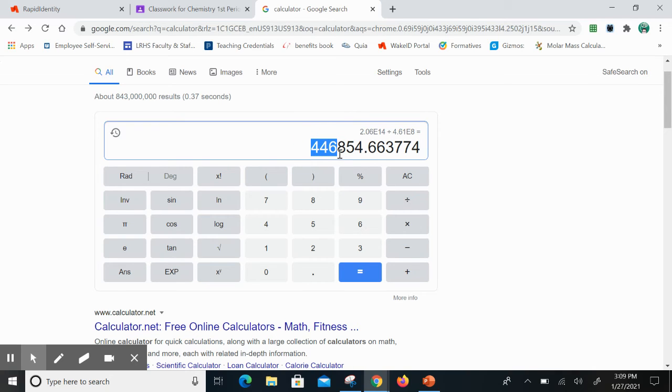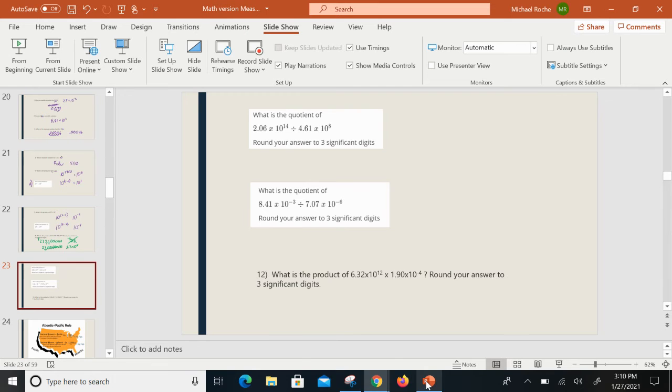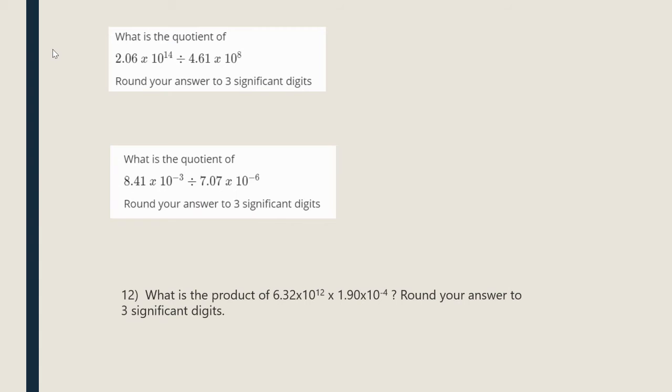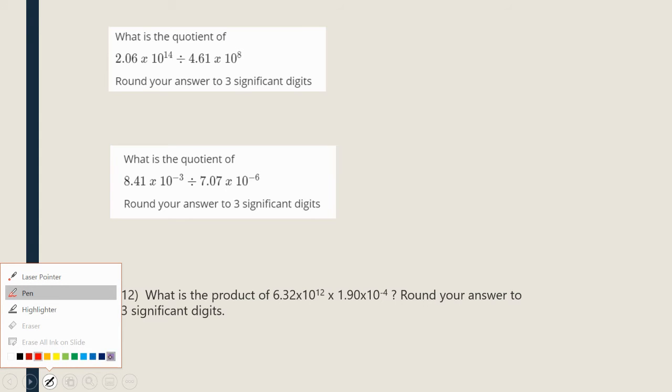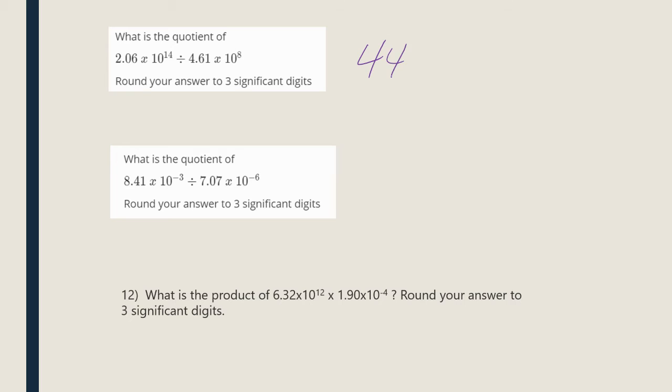So we want 4, 4, 6, and then a bunch of zeros. You would actually round that 6 up to a 7. So 4, 4, 7, and 3 insignificant zeros after that. So the answer there is 4, 4, 7, and 3 insignificant zeros. Which could also be put in the form 4.47 times 10 to the 1, 2, 3, 4, 5, right? 10 to the fifth. So either of those would have been acceptable.